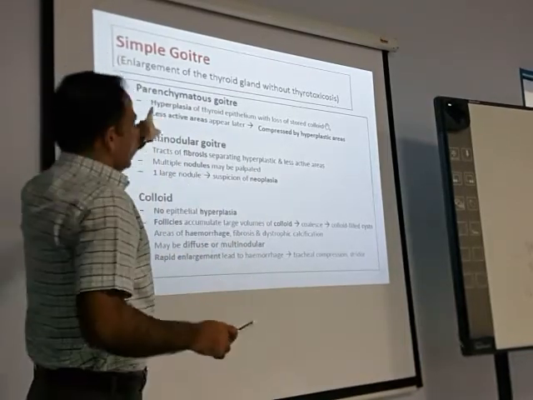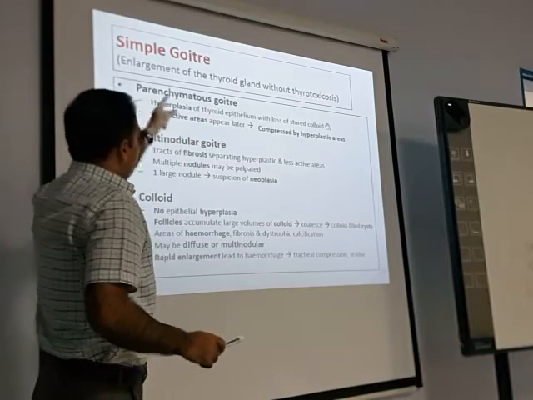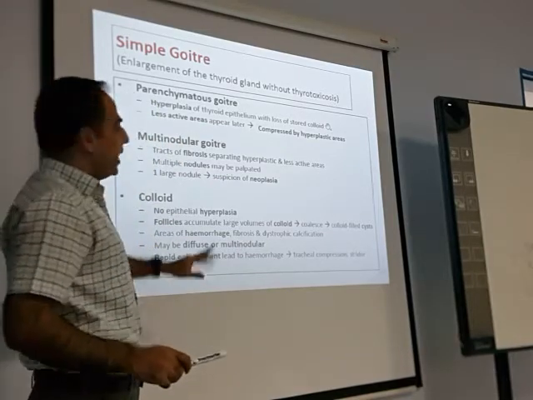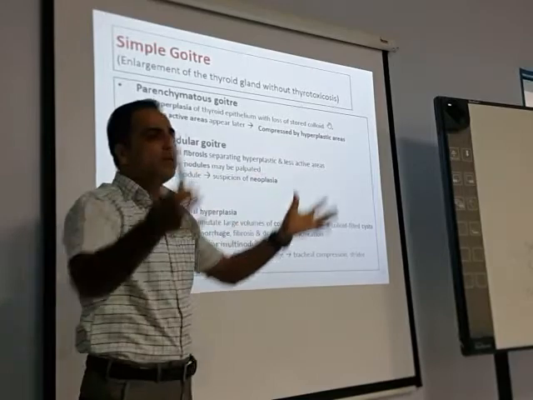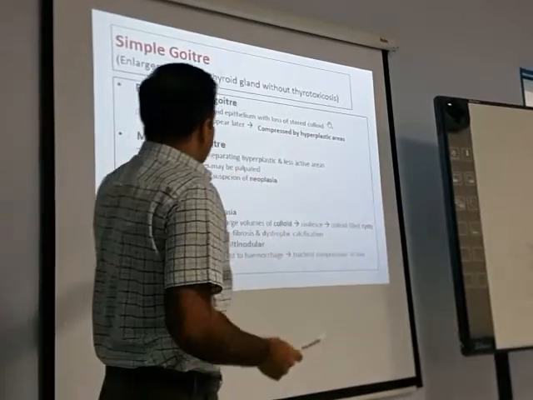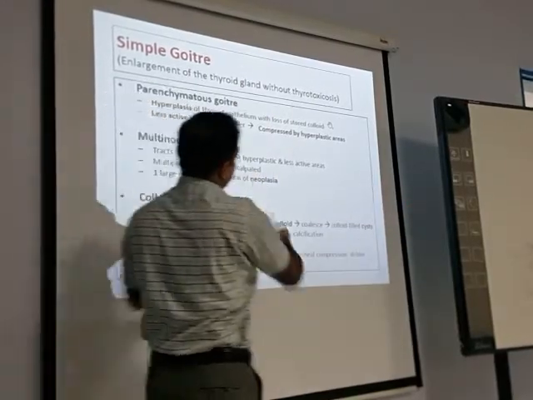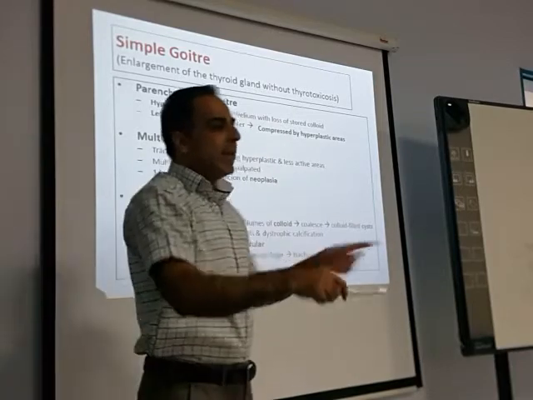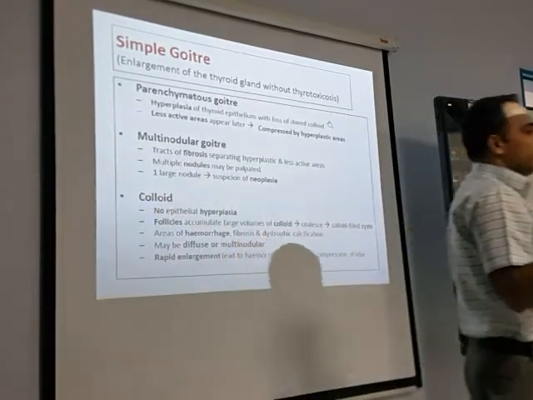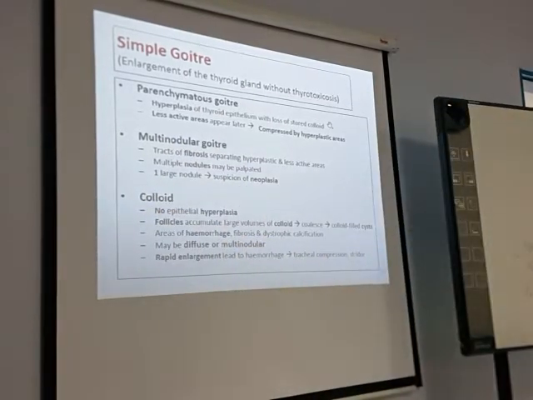Hyperplasia, colloid. Hyperplasia, colloid, ultimately causing many, many nodules. So this is the multinodular goiter. Here you will find hyperplastic areas as well as the colloid areas. Some of the nodules will be hyperplastic, some may be colloid. So here, the multinodularity.